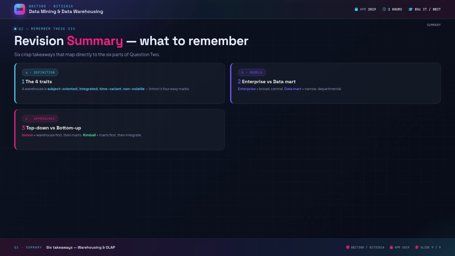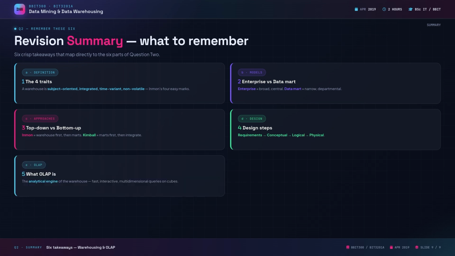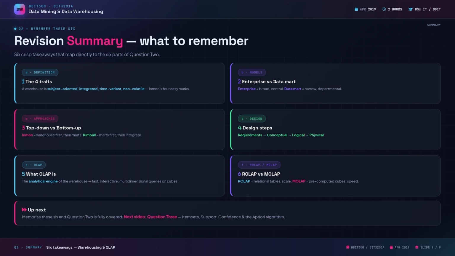Part E, OLAP is the analytical engine of the warehouse, enabling fast, interactive, multidimensional queries on cubes. And Part F, ROLAP means relational tables and scale, while MOLAP means pre-computed cubes and speed. Memorize these 6 points and question 2 is fully covered. Coming up next is question 3, covering item sets, support, confidence, and the Apriori algorithm.